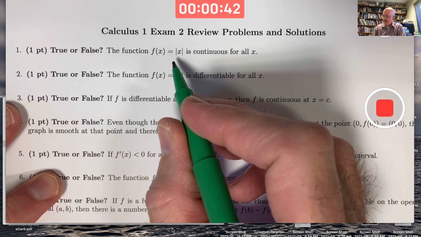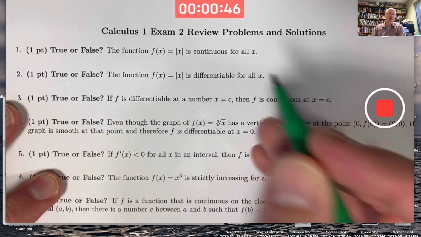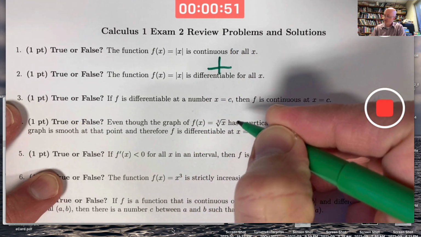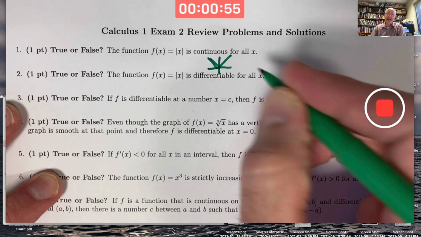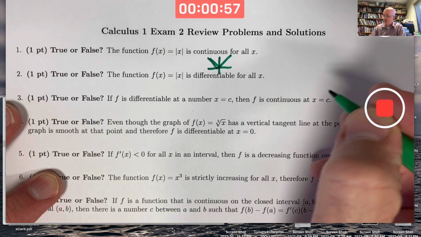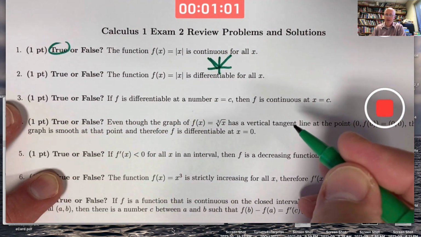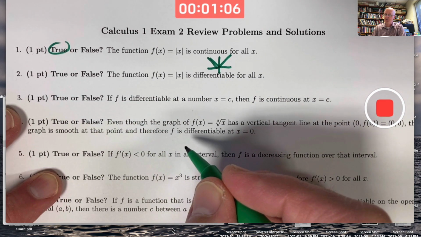The function f of x equals the absolute value of x is continuous for all x. True or false? You need to know some things here. You need to know in particular in this case what the graph of the absolute value function looks like. It looks like a V, like this. And that is certainly a continuous function everywhere. You can draw it without picking up your writing utensil. This is true.